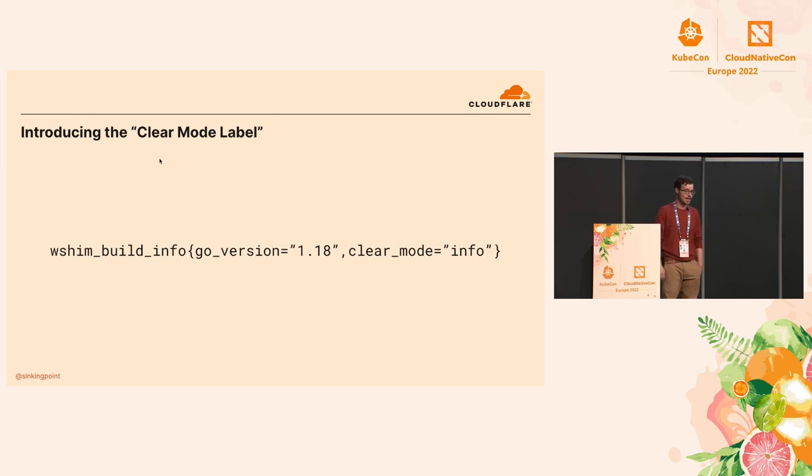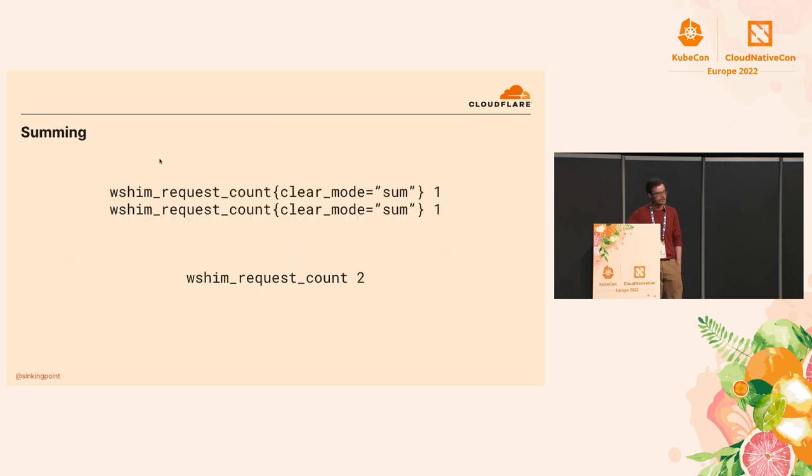We have the clear mode label in our gateway. Clear mode label allows communication with the gateway as to those overtime semantics. For example, we have a clear mode info that represents these sort of info semantics. Every type has a default clear mode, so we sum counters, we replace gauges, that sort of thing. But being able to specify it more directly allows that direct control. It allows us to bring serverless functions up to almost the same level of monitoring as our more traditional servered applications.